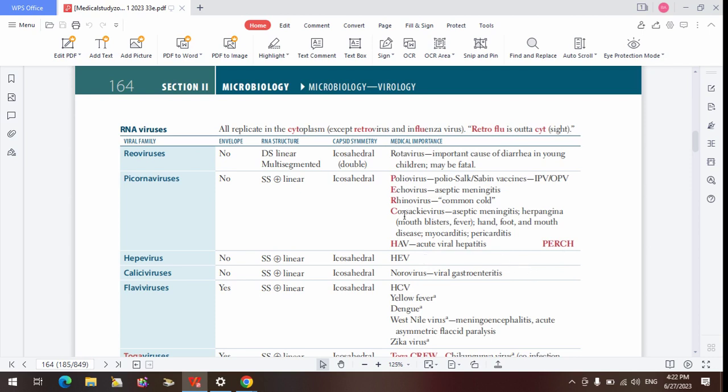So what is the molecule that rhinovirus uses to gain entry? Rhinovirus, what does it use to gain entry? ICAM. What does Parvo use? P antigen of the red blood cell. P antigen of red blood cell.